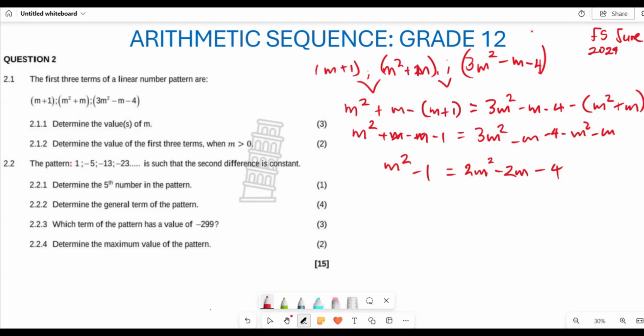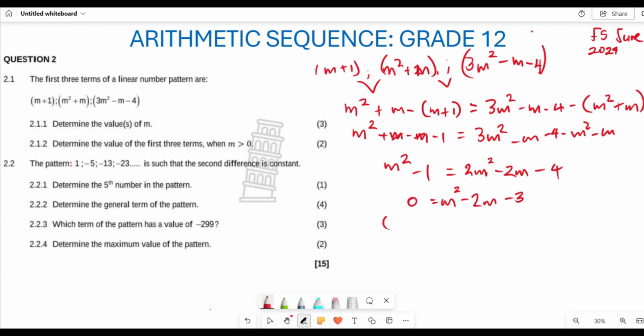And then now we are going to collect like terms. When you're collecting like terms, you can bring all of these to the one side. So when you take the m squared to that side, it's going to be m squared, because it's 2m squared subtract m squared. Now this is going to be minus 2m. This is negative 4 plus 1, which is going to be minus 3. This is equals to 0.